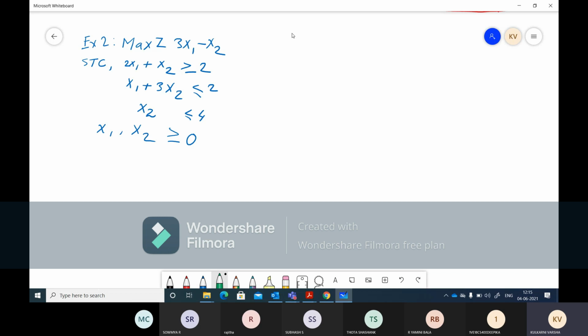Let's start with the second example, by the two-phase method only. This is again from July. First is conversion. This is already a maximization, so you don't have to convert anything. You keep it as usual. You can write it as max z or z max, doesn't matter.